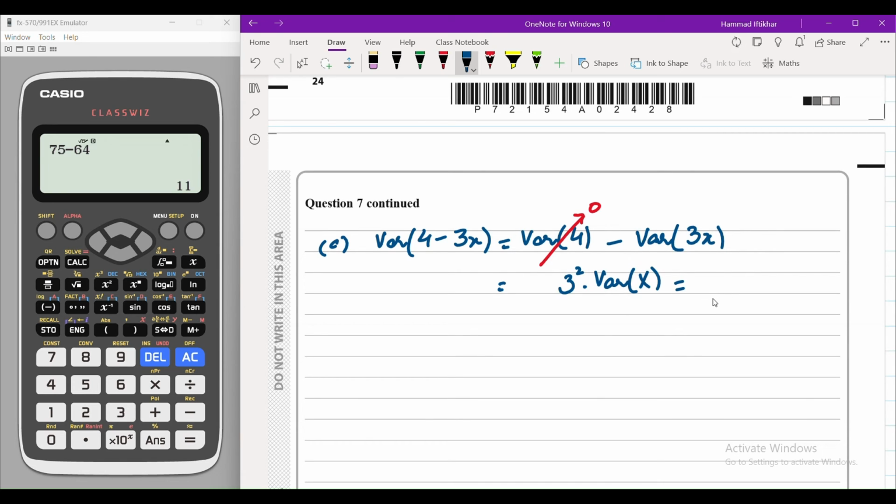Or actually, you can write it as variance of this minus this. So, minus doesn't count for variance. Remember this: the variance and standard deviation are never less than 0, or never negative. So, variance of x times 9, that is 90.